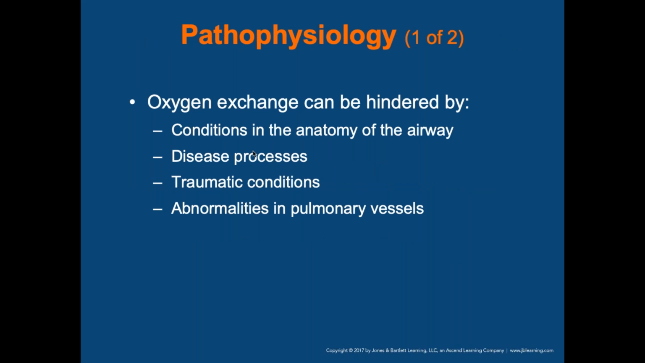So a little bit about pathophysiology. The proper exchange of oxygen and carbon dioxide can be hindered by abnormal or pathologic conditions in the anatomy of the airway, through a disease process, traumatic conditions, or pulmonary vessels, which may have abnormalities that interfere with blood flow.